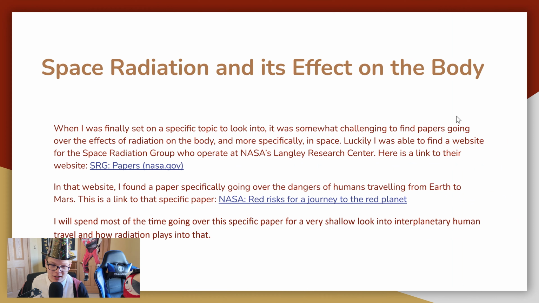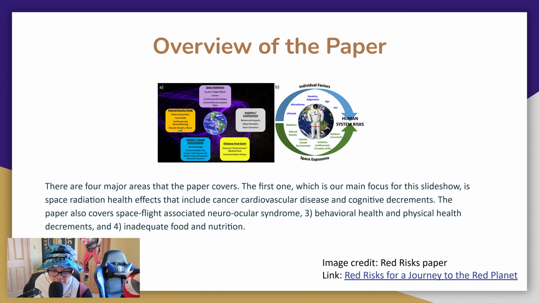It took me a long time to actually find the paper until I finally stumbled upon NASA's SGR Papers page, and that is where I discovered the red risks for a journey to the red planet specific article, which is what we will be going over today. Now, this specific article has 4 different items that it really goes over. The first one, which is the one that I will be focusing on, is space radiation health effects that include cancer, cardiovascular disease, and cognitive decrements. It also covers spaceflight associated neuro-ocular syndrome, behavioral health and physical health decrements, and inadequate food and nutrition.